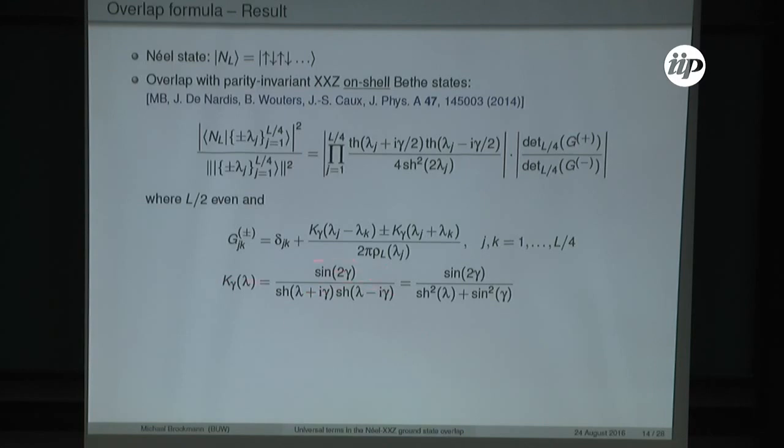So it is the sine of 2 gamma divided by sinh of lambda plus i gamma times sinh of lambda minus i gamma. And here the matrix is of dimension L over 4. So we are only taking the positive Bethe roots into account. Since the state is parity invariant, this is also the whole information of the state.